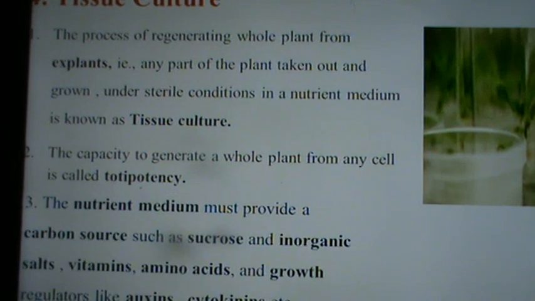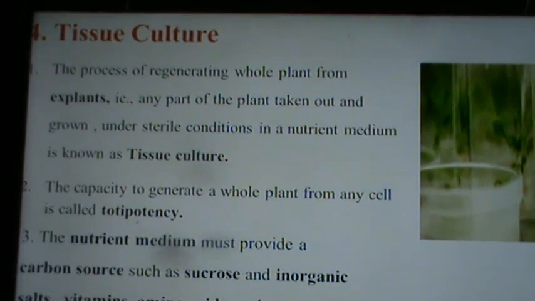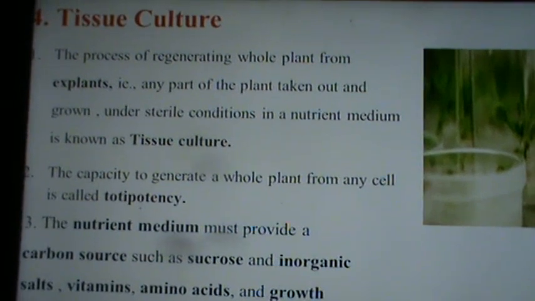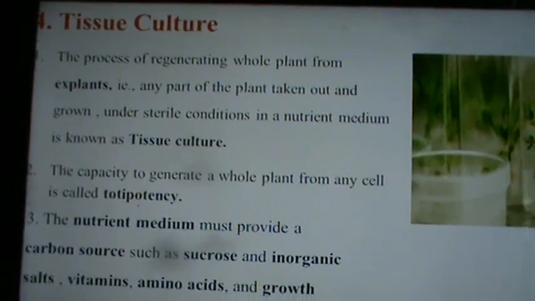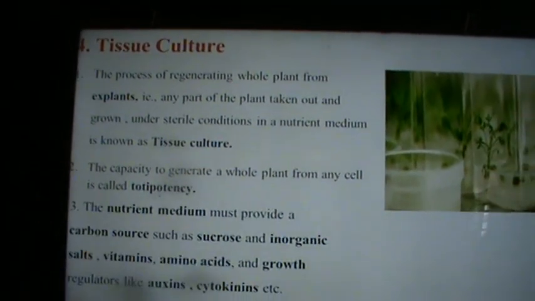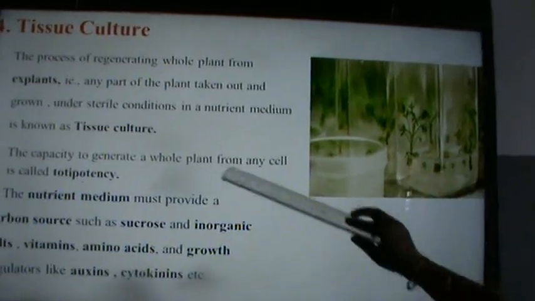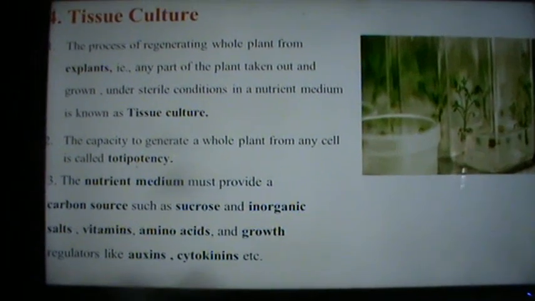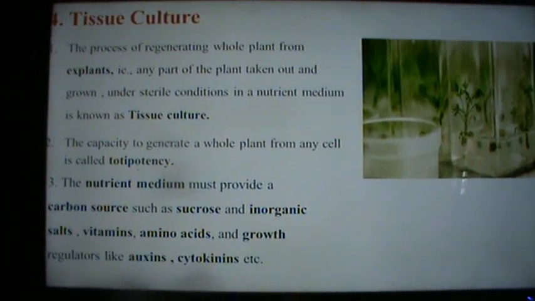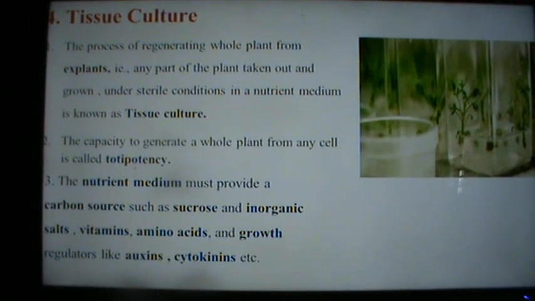Then we had discussed tissue culture. Tissue culture is a process of generating a whole plant from an explant, any part of the plant taken out and grown under sterile conditions. It should not be contaminated. It is grown in a nutrient medium, and that is known as tissue culture.